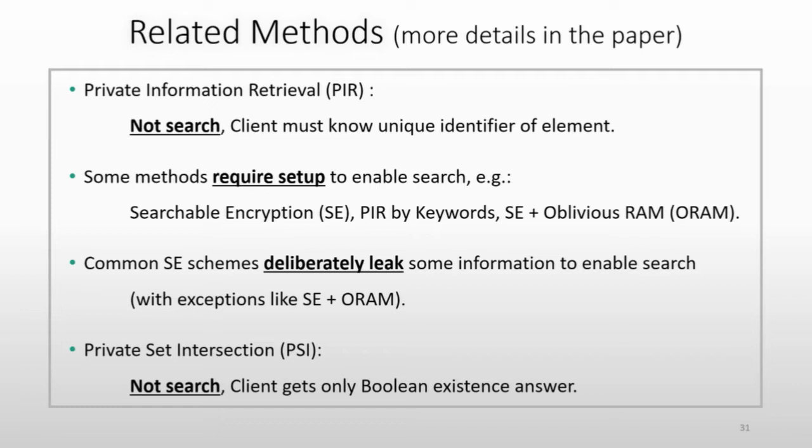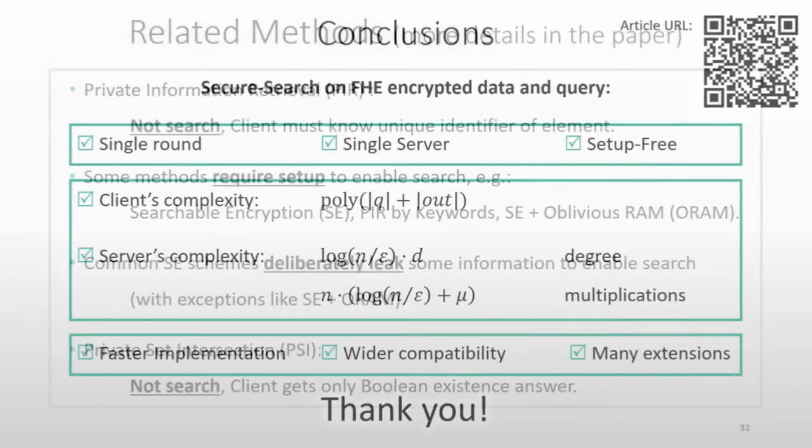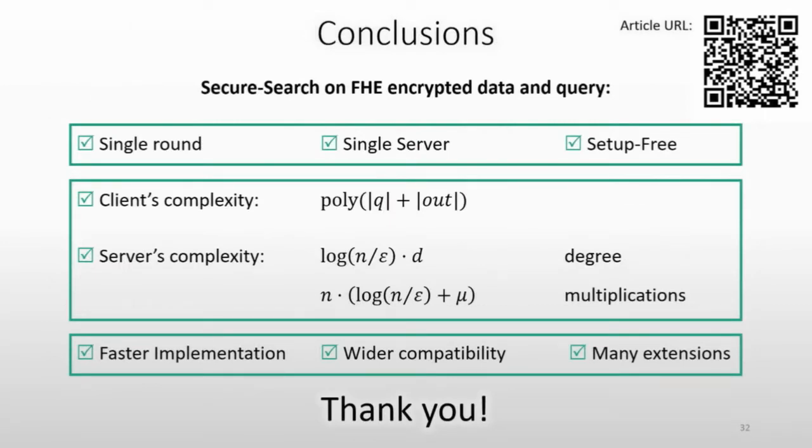There are also many common searchable encryption schemes that deliberately leak some information to enable search, as compared to our solution that doesn't leak anything except the upper bounds of the sizes. And here I want to present the exception of searchable encryption and ORAM that does not deliberately leak much information. And let me jump to the conclusions.